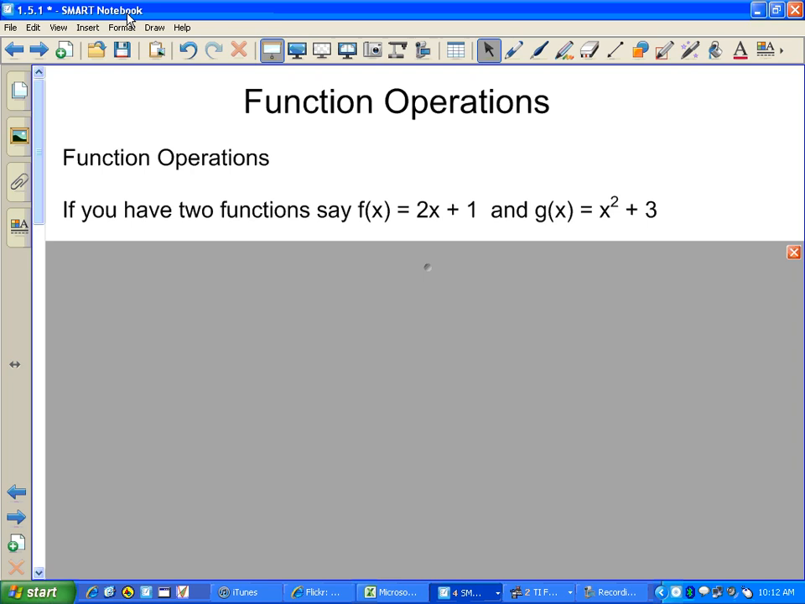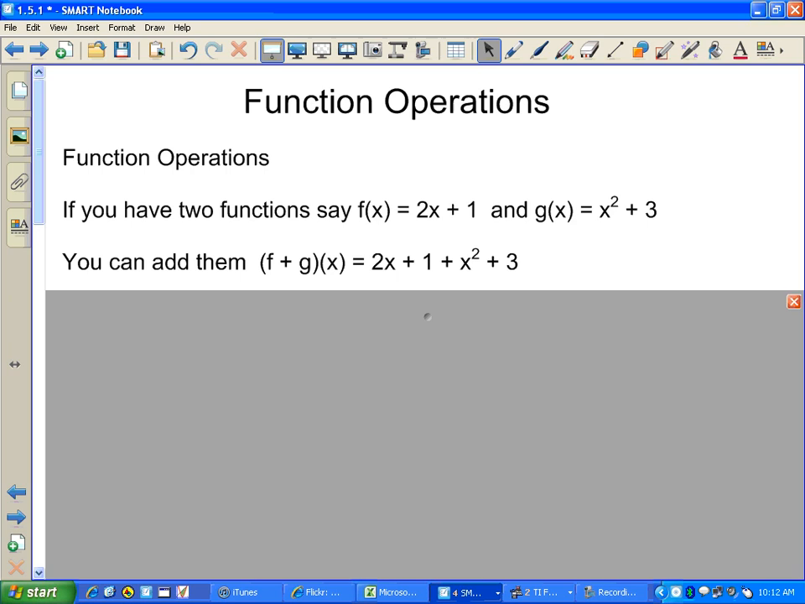Okay. So if you've got these two functions, anything that you could do with numbers themselves, you can do with the functions. So you can add functions. And here's the notation for that: f plus g of x. And you do exactly what it says. You take f of x and you add it to g of x, and then you simplify as much as you can, which wouldn't be much on this one. We just combine our numbers. We have x squared plus 2x plus 4.